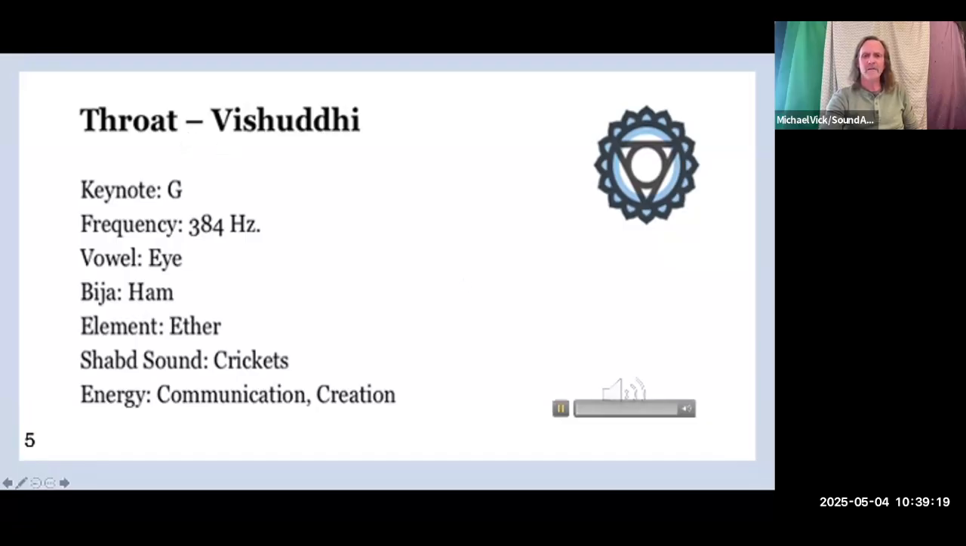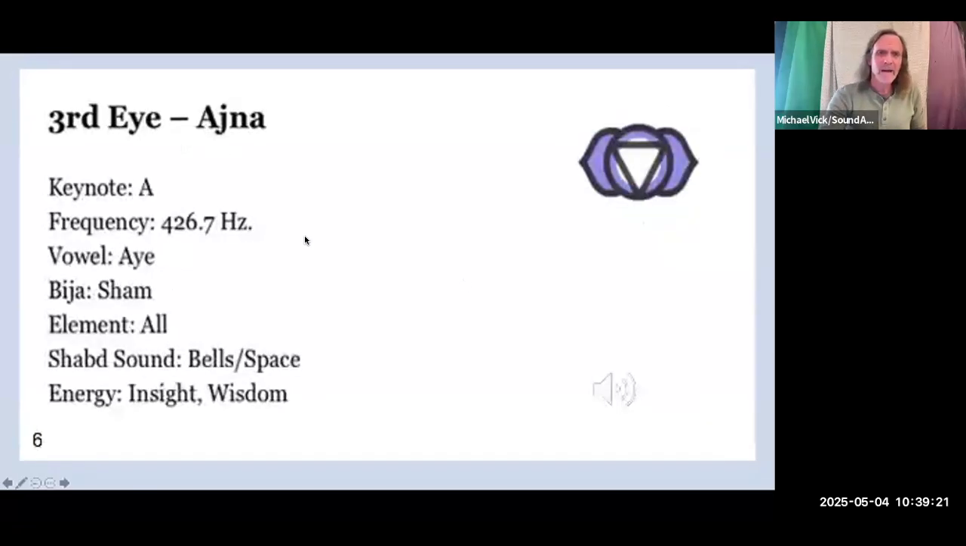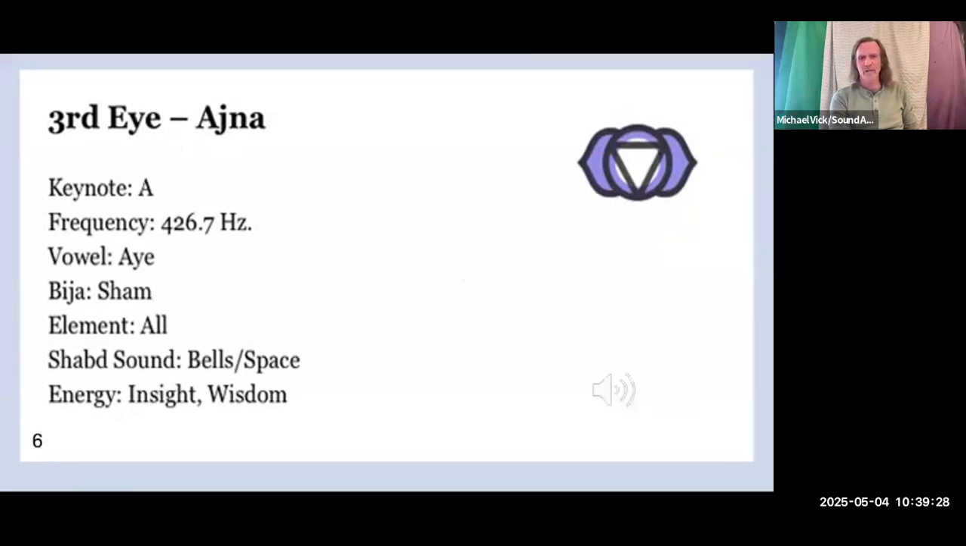And going from there, we have Ajna, which is A. Again, this is not A440. This is A at 426.7. This is a type of A that you could use for anything and then base the rest of the tuning on. So in 128, it starts on A, you could do that and use that as the A and go from there. But this is the element, this is all of the elements, and this is the third eye.